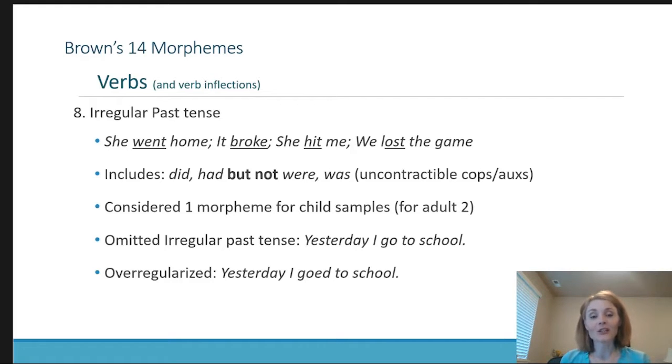An example of a child omitting an irregular past tense verb would be if they said something like, yesterday I go to school, right? So they didn't mark the verb for tense at all. They should have said, yesterday I went to school.